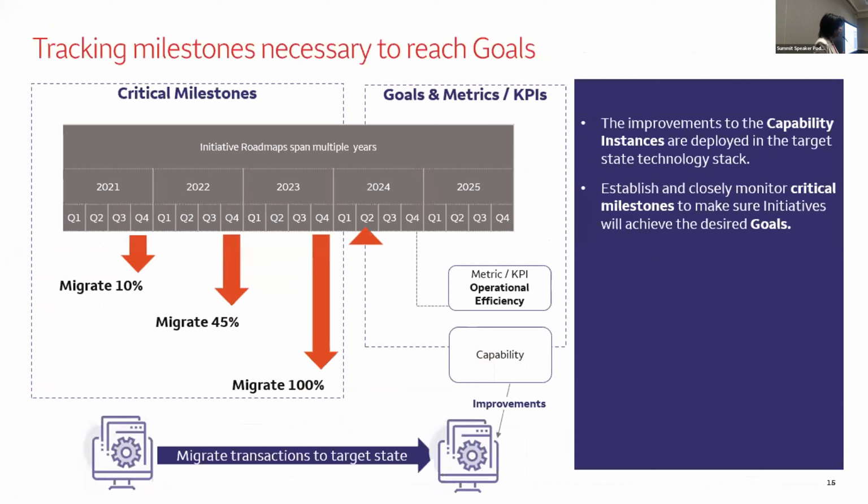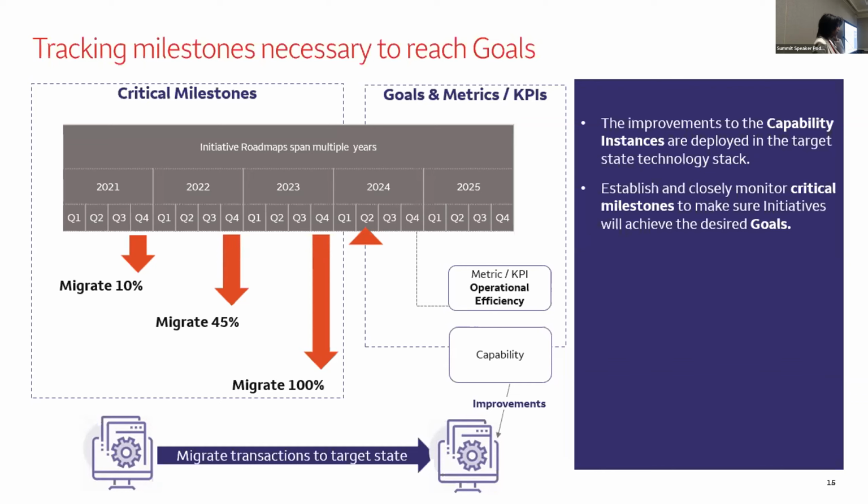So in terms of making a commitment to when you're going to realize those goals, as I mentioned, sometimes when you are doing a large scale transformation, that's a multi-year journey, things can continue to shift to the right. And so it was important for us to establish critical milestones to make sure that we were enhancing the capabilities and moving towards achieving those goals.